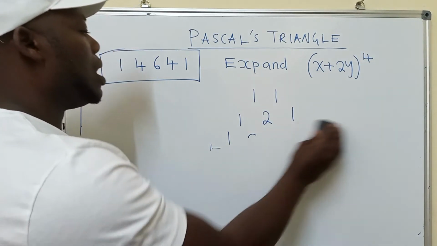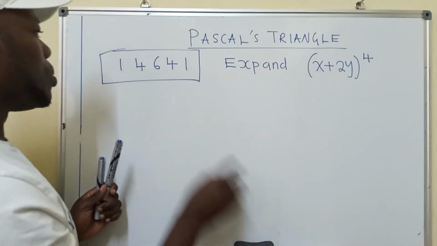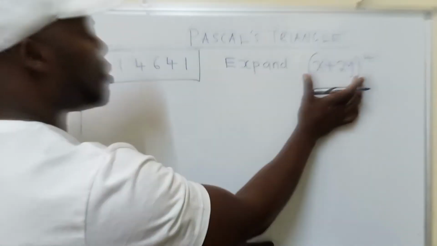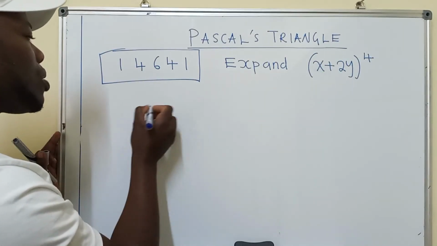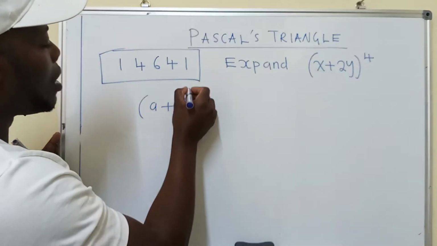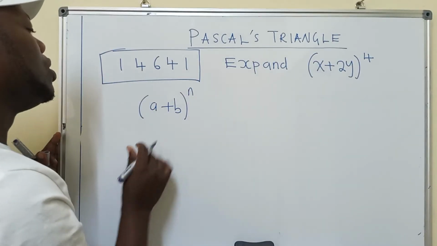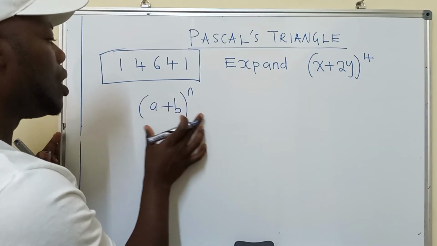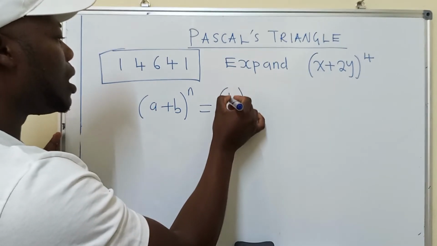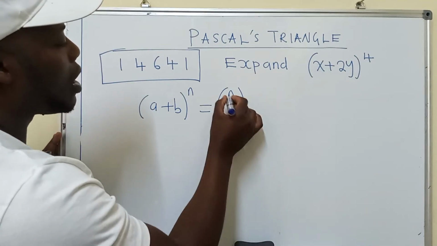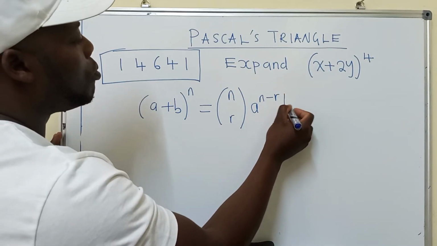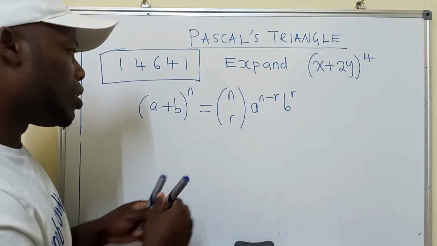So now, after identifying the row that you need to work with, which is this one, we now start writing. First, before we write, let me give you an example of something that you need to know. Let's say you've got (a + b) to the power n. How is this going to expand? We're going to use a formula, where the coefficient is n choose r, times a to the power n minus r, times b to the power r. So you see how it is working.